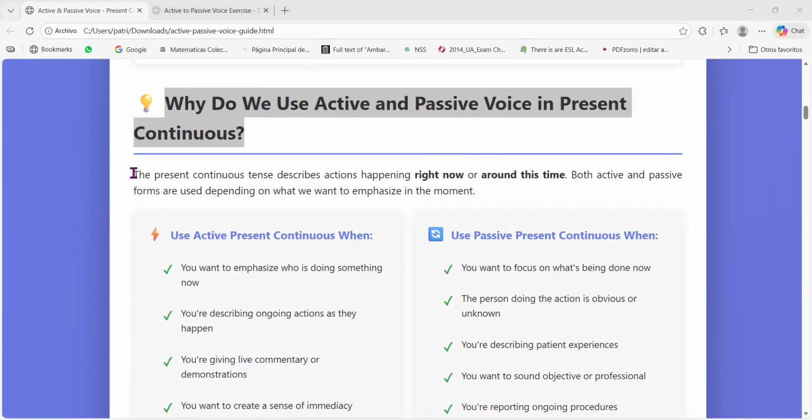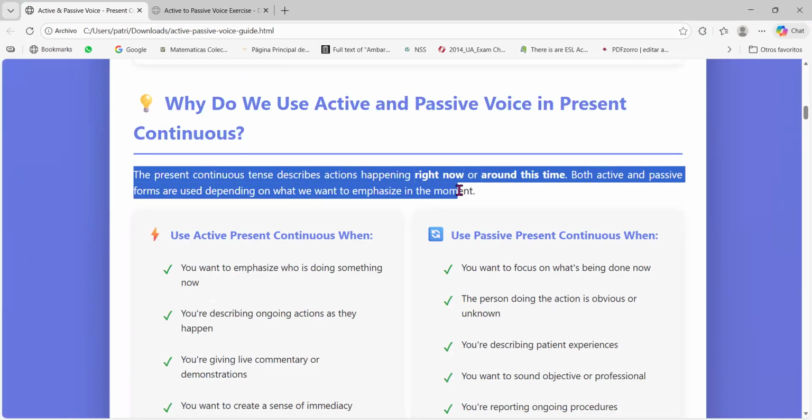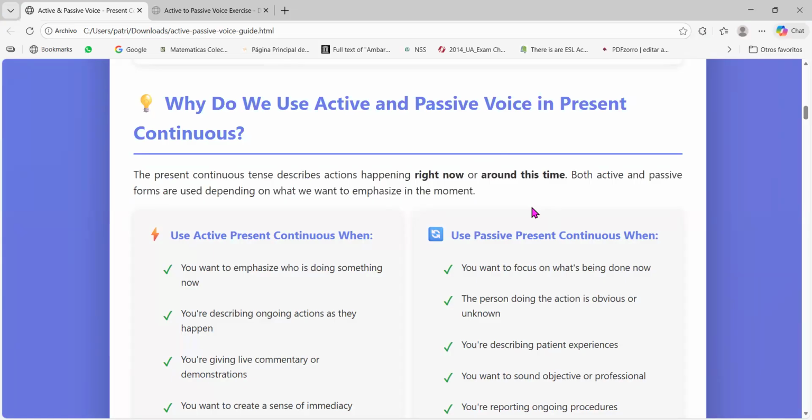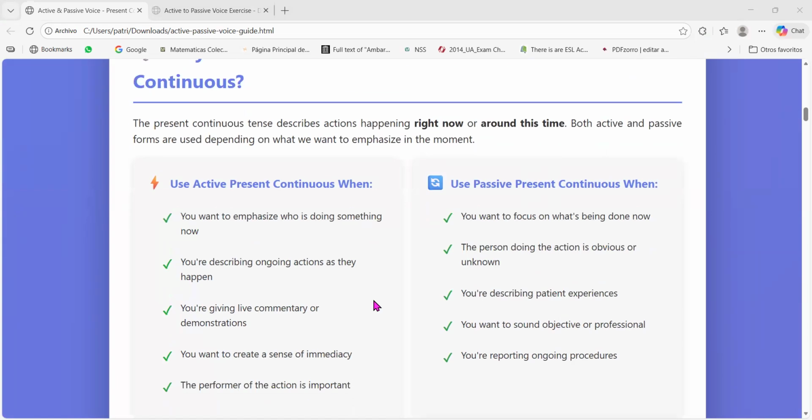Could you read this part, my dear Diana Ramirez? Yes, teacher. The present continuous tense describes actions happening right now and around this time. Both active and passive forms are used depending on what we want to emphasize in the moment.